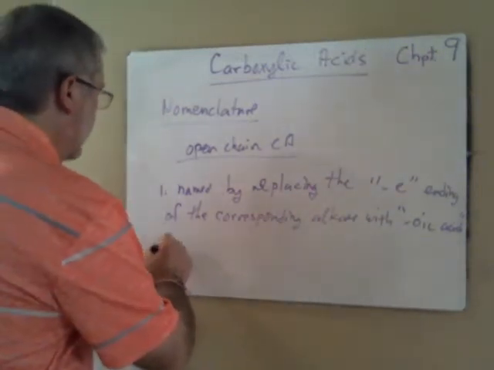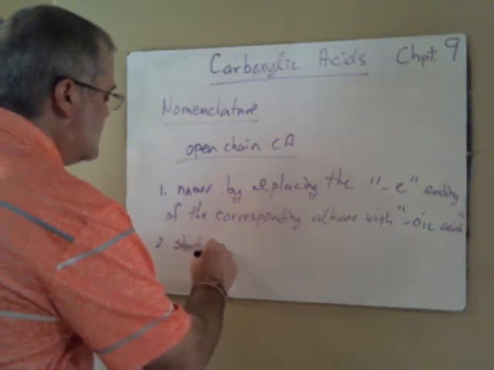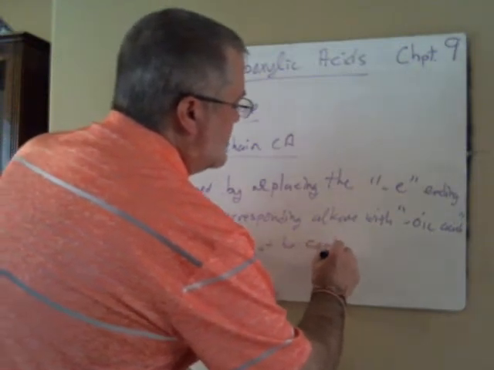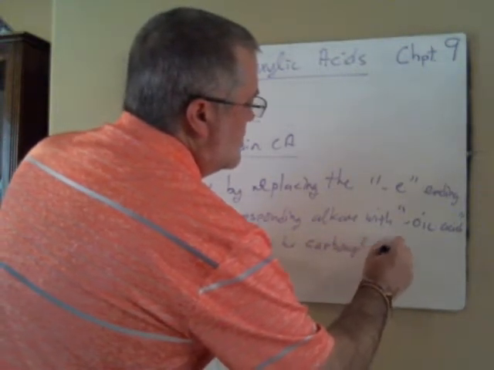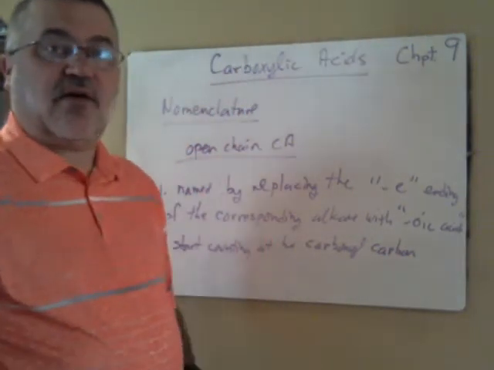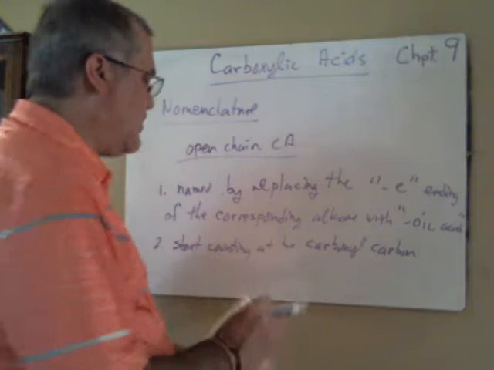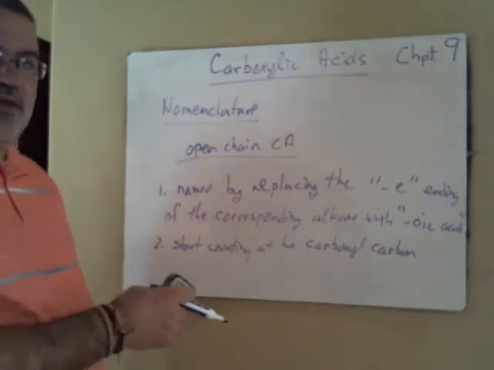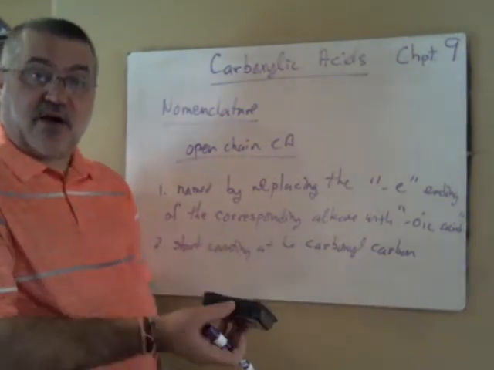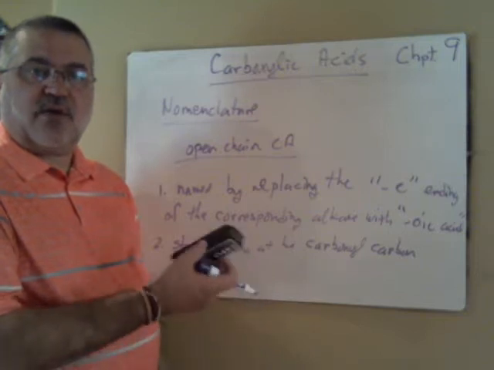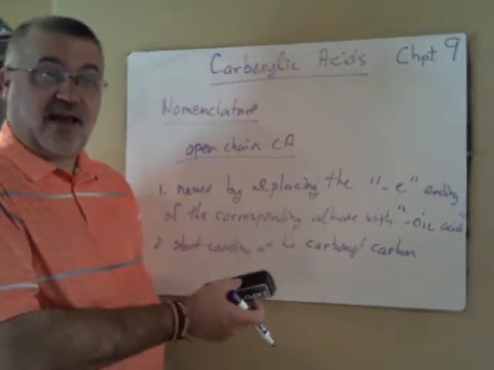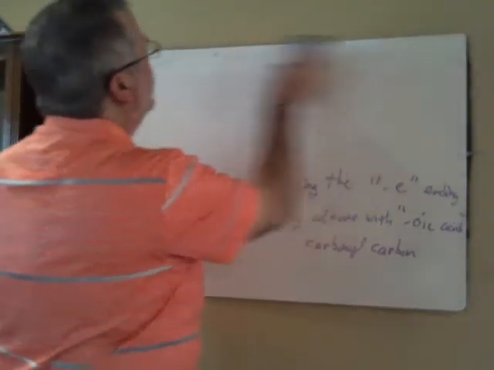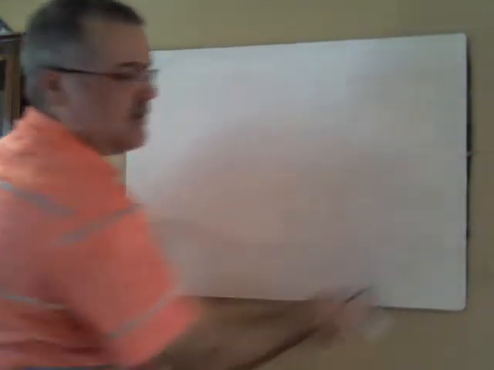And then the second thing, you're going to start counting at the carbonyl carbon, which is exactly what we saw with an aldehyde. It's a terminal functionality, so you're going to start numbering there. That makes perfect sense, okay? And so, it goes without saying then that the longest continuous chain, the parent for naming the carboxylic acid, is going to be the chain that contains that carboxyl group at its terminus, all right? And so let's do a few examples.